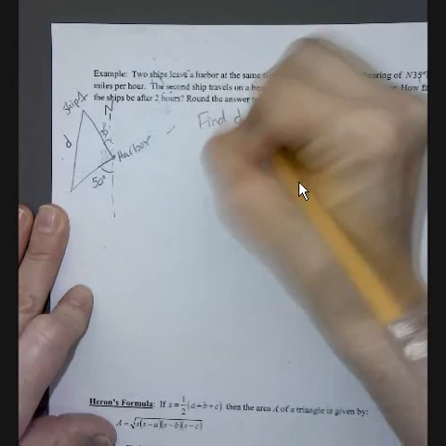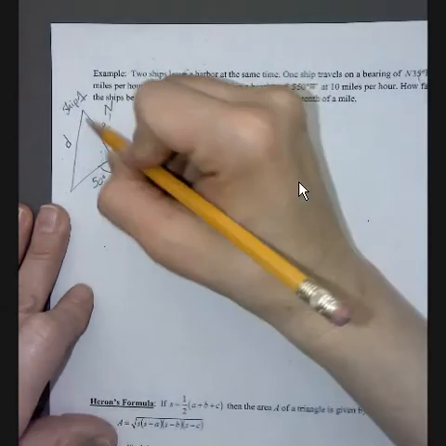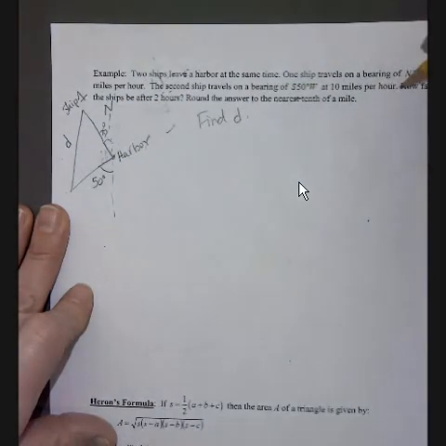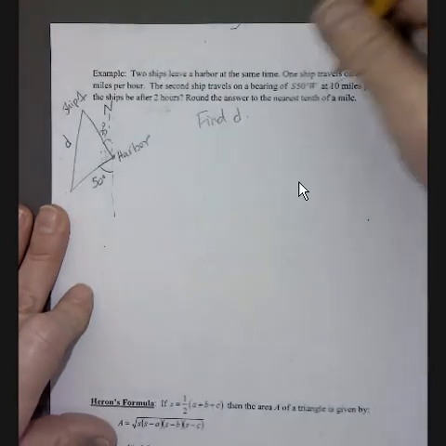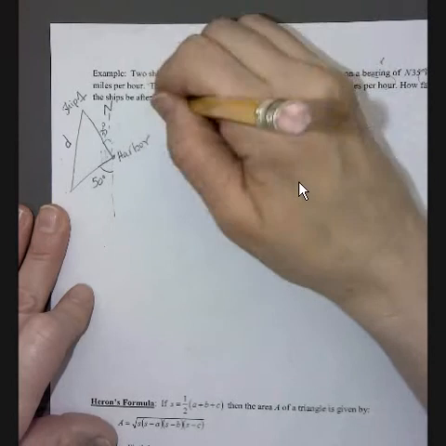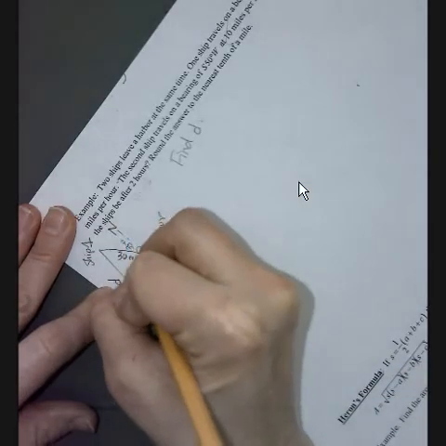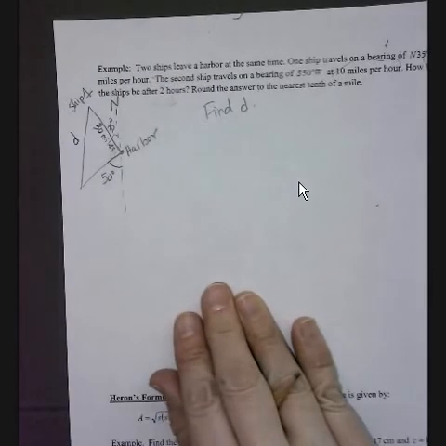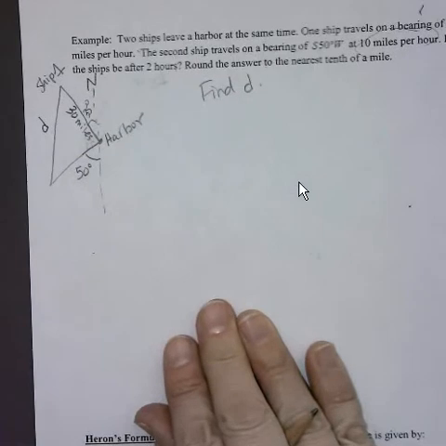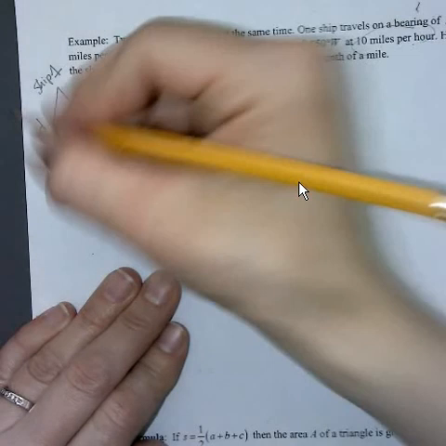And we know how far each of these ships has traveled because we know their speed and we know how long they've been going at that speed. So this one is traveling 15 miles per hour for 2 hours. So this will be 30 miles. Let me zoom in a little. I made my drawing so small. And then the second ship was going 10 miles per hour, again for 2 hours. So this is 20 miles.